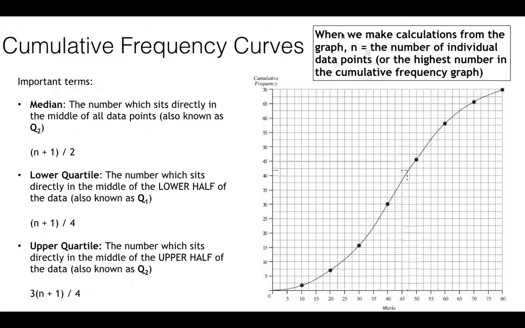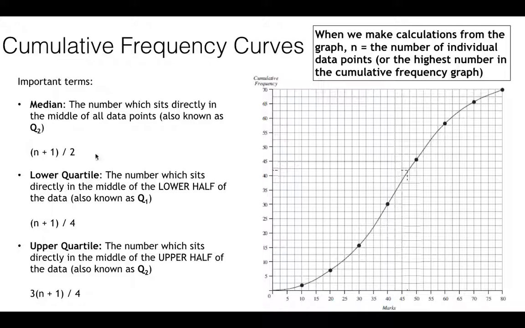When we're talking about n here, it's the number of individual data points, or the highest number on the cumulative frequency graph. So you can go up to the top here, and you can see you've got this number there. If you go across, the highest number is 70, as we saw on the table before. So in this case, I do 70 plus 1 divided by 2. That does not give me the median value. That number tells me the median position, okay? So that number, 35.5, because that's 70 plus 1 divided by 2, gives me my median position.